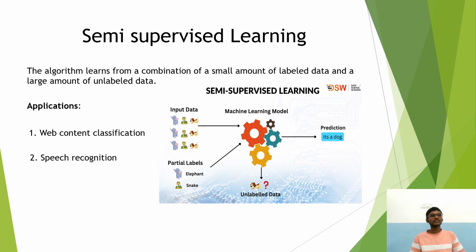The third one is semi-supervised learning. Semi-supervised learning is nothing but an algorithm that learns from a combination of both supervised and unsupervised learning. It takes a small amount of labeled data and a large amount of unlabeled data. Here in the image, we can clearly see we are providing the input data of both labeled and unlabeled data, and that input data is taken by the machine learning model and predicting the output. The applications of semi-supervised learning are web content classification and speech recognition.